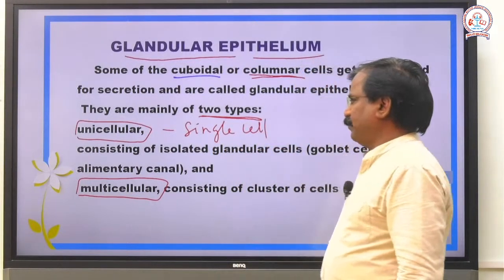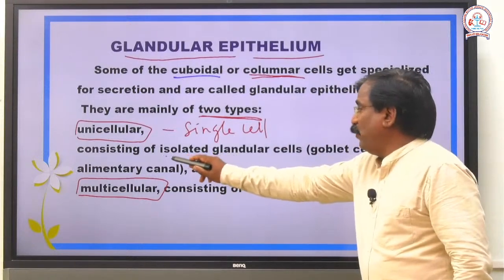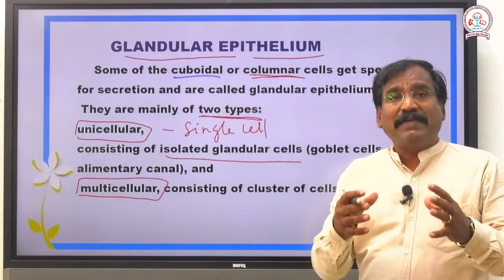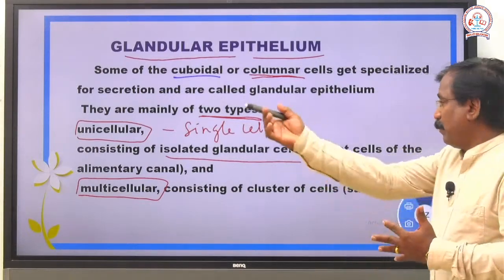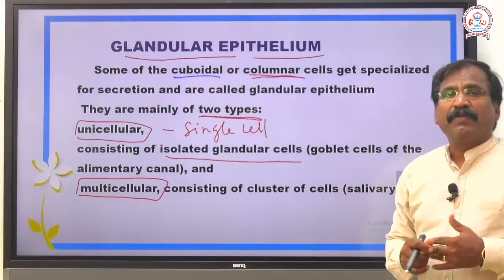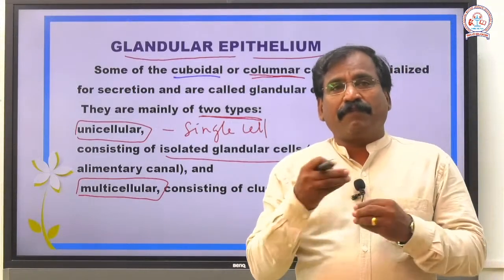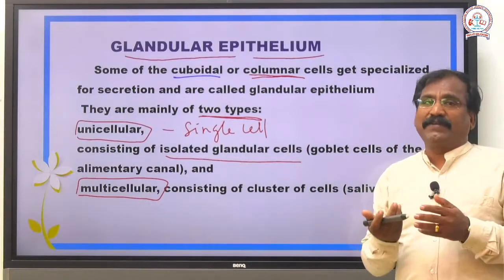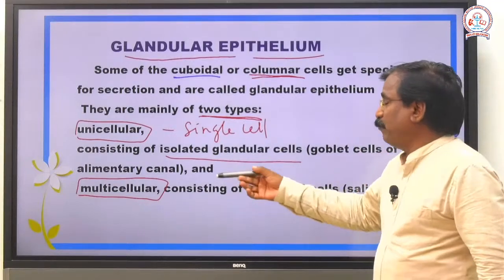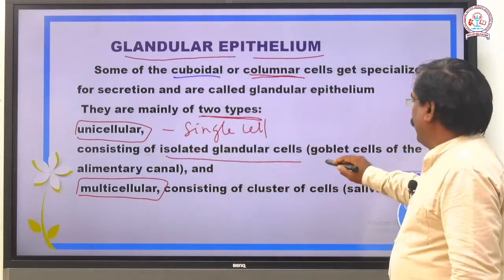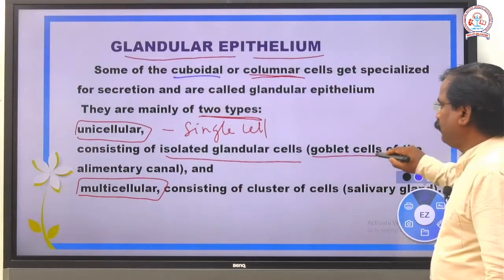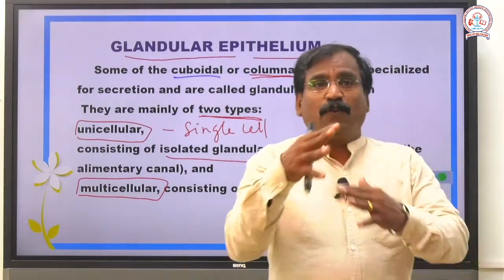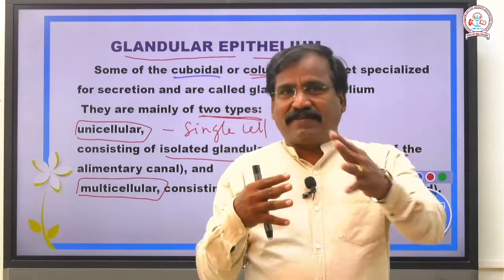Not a group of cells, but isolated glandular cells. Yesterday we saw goblet cells, the cuboidal cells converted into goblet cells, which secrete mucus. That is an example of unicellular: goblet cells. In the alimentary canal they secrete mucus. Yesterday someone asked about the function, what is mucus? The goblet cells secrete it.